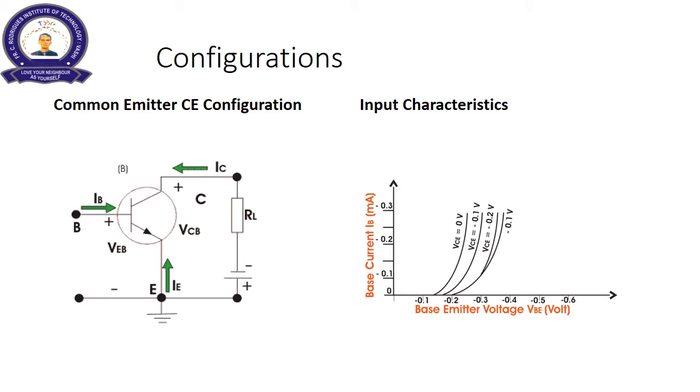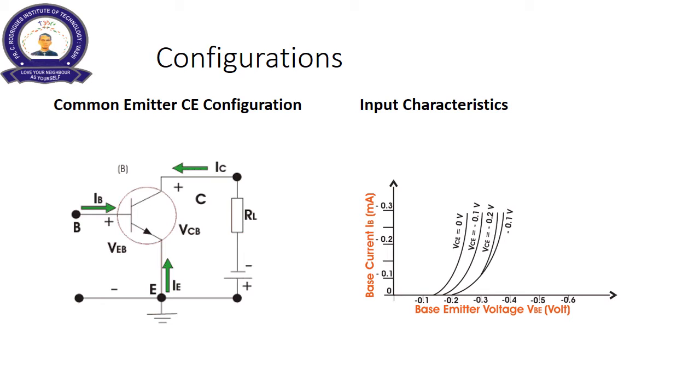Common emitter configuration. To plot the input characteristic, we have to see that the output parameter, that is the voltage between the collector and the emitter terminal, remains constant. For that, whatever voltage is applied between the collector and the emitter across the load resistance is kept constant.